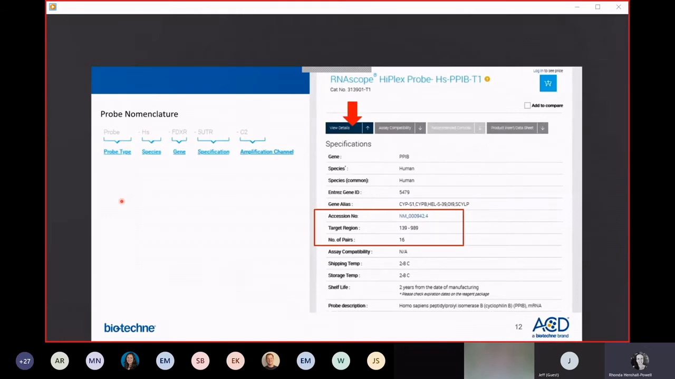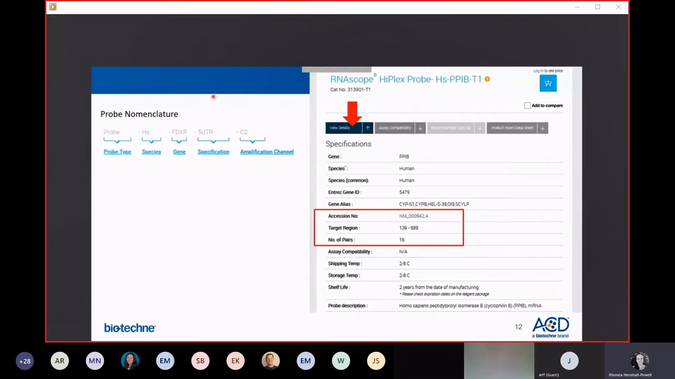You can find more information about the probe online at acdbio.com, including the number of ZZ pairs within a particular probe, the base pair start and stop region of transcript the probe is designed against, accessed via the accession link here that takes you to the NCBI database. One note about probe nomenclature: by default, if there's nothing specified at the end of the probe's name, it's a channel 1 probe.